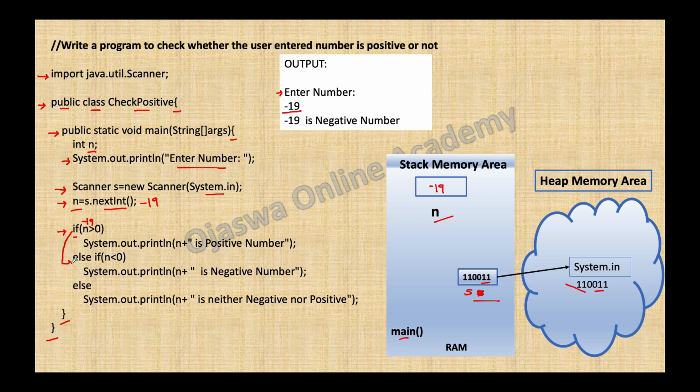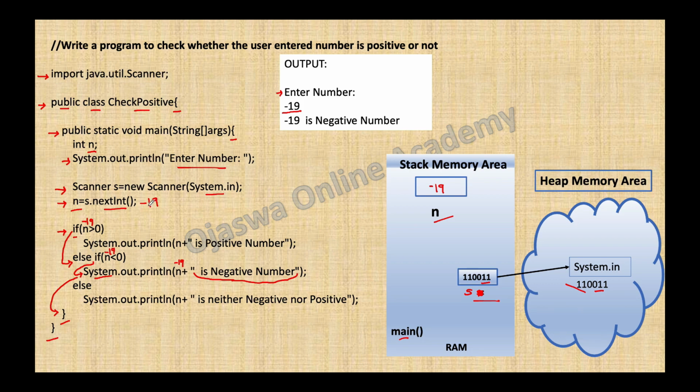The next block is else if. Again we are checking the condition whether -19 is less than 0. Now the condition is true, -19 is less than 0. The condition is true, hence control will go to the else if block and the code written here will execute. We are writing System.out.println. println is used to print the output to the console. Variable n retrieves value -19 and whatever is inside double quotation marks is printed to the console. So the output is -19 is negative number. And from here control comes out of the if and the program terminates.